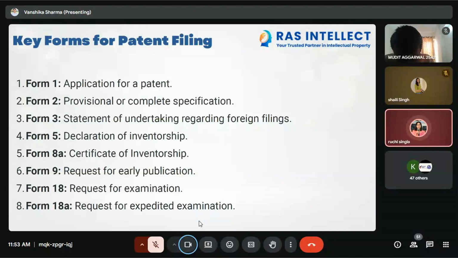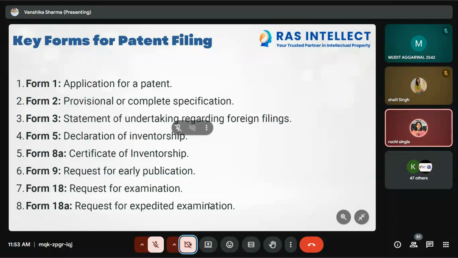Form 9 is request for early publication. Form 18 is request for examination. Form 18A is for the expedited examination. Generally, the startups go for the expedited examination.